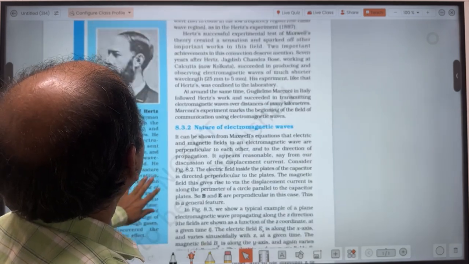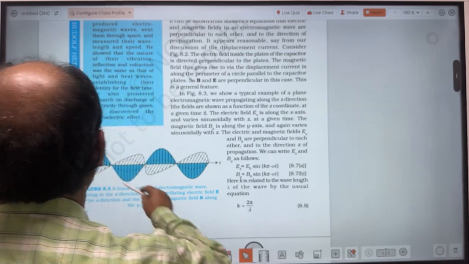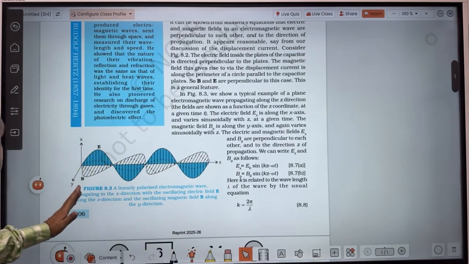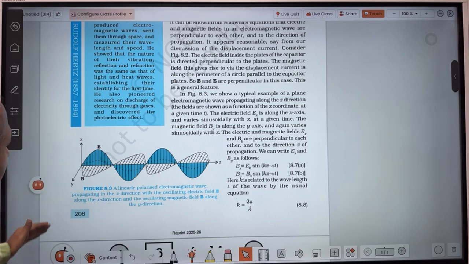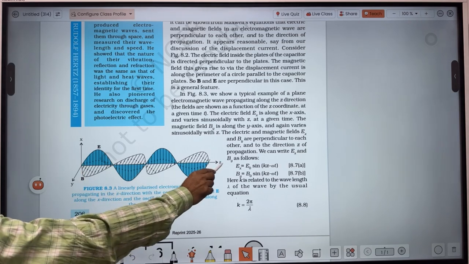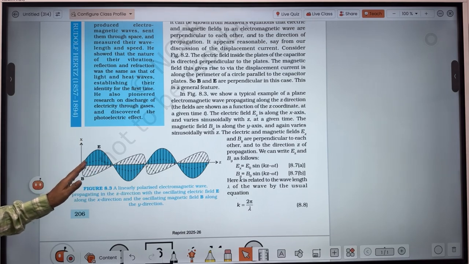Now we will see the representation of these waves. So for electromagnetic waves, this picture shows that this is the x-axis, this is the y-axis, this is the z-axis. So the wave is propagating along the z-axis, the electric vector is along the x-axis, and the magnetic vector is along the y-axis. So all three must be mutually perpendicular.